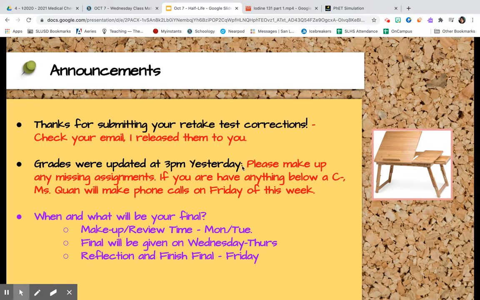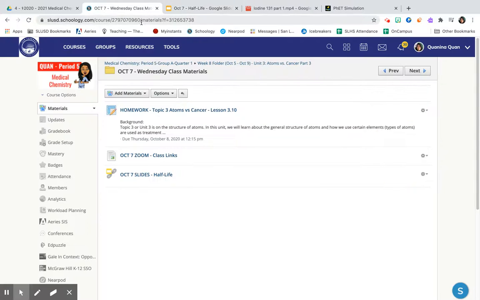And a reminder that if you have any makeup assignments to make up, or missing assignments, or things you want to redo, or quizzes you want to retake, please do so, especially if you have below a C minus. I will be making phone calls on Friday, October 9th, if you are currently not passing my class, and I will send you an email with 3 things to prioritize to make up, right?